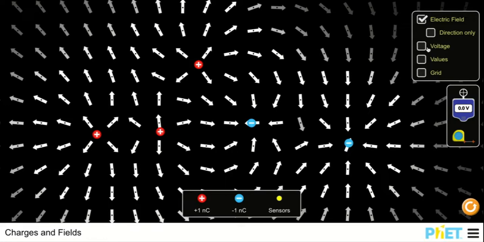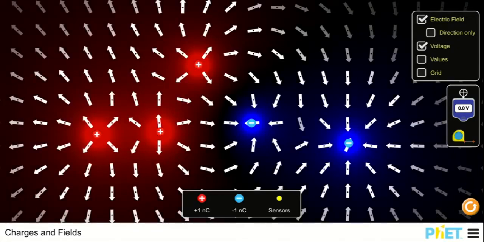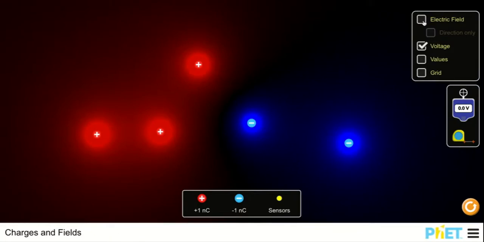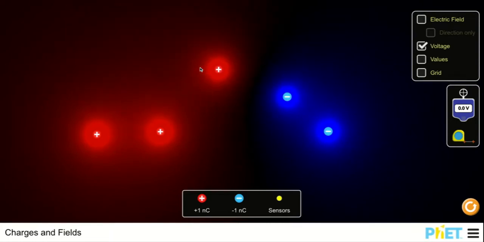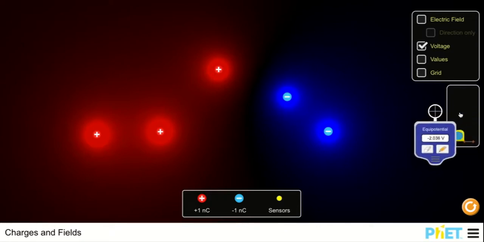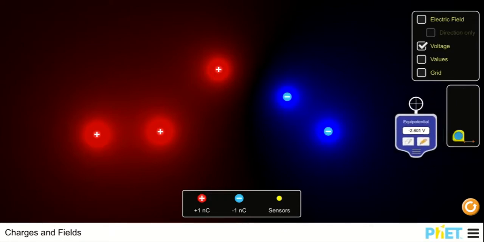What we're going to talk about next is something called voltage. And I really like the way the sim shows voltage with these colors. So I'm going to get rid of our electric field. And now the intensity of the light is giving you a measure of the voltage, which is also called the potential. Okay, and you can measure the potential in units of volts.